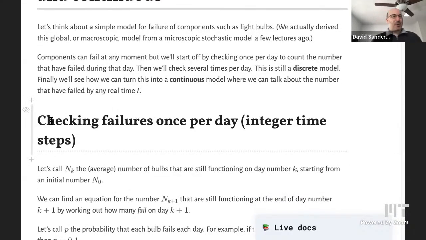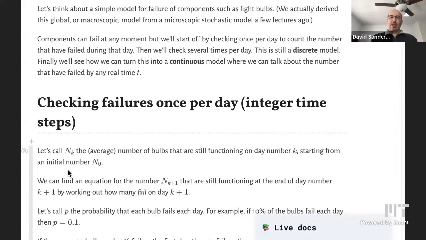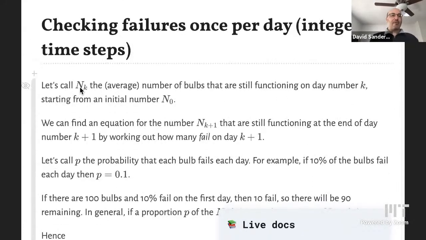Okay, so we're going to have this sort of checkpoint every day, once per day. So we have a sort of integer time going on. We'll call the number of days k. And at the end of day number k, we'll ask how many light bulbs are still functioning, which we'll call capital N sub k. So N for number, and k is which day we're on. And we'll start with an initial number, capital N sub 0.